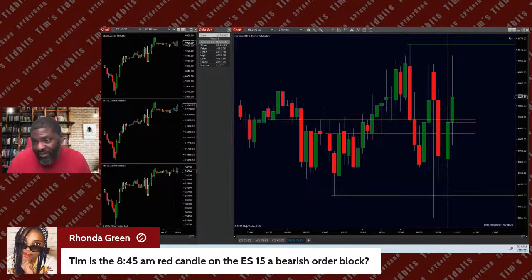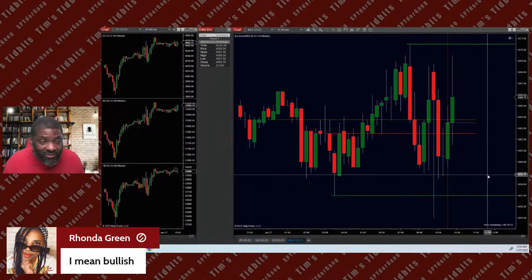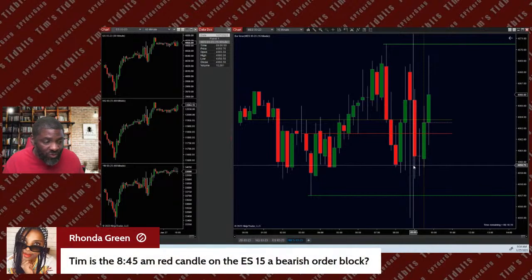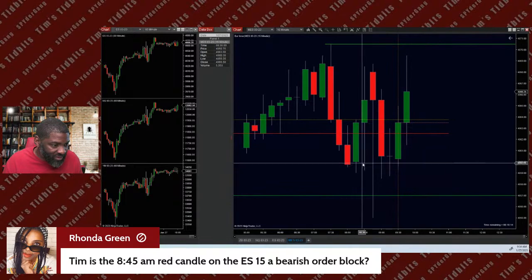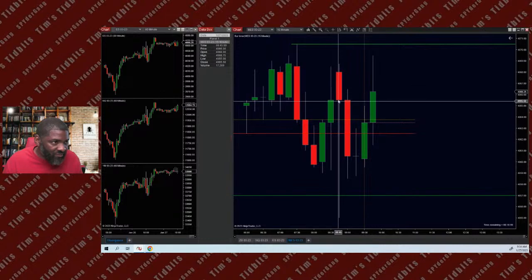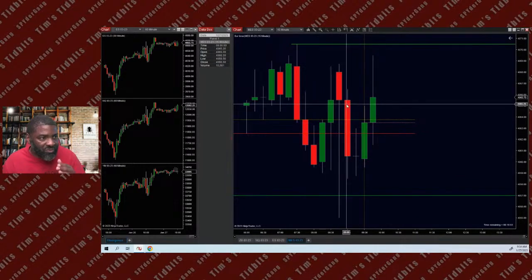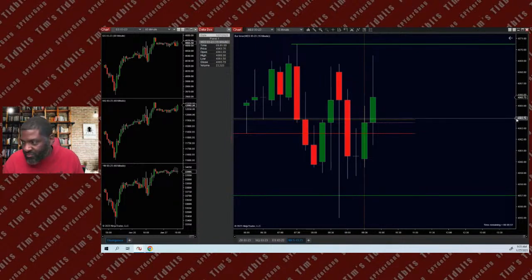Tim asks: is the 8:45 red candle on the ES a 15-minute bearish order block? It's a 15-minute bullish order block. The 8:45 candle, for TradingView or NinjaTrader, I'll just look at both of them. So 8:45 for me, this right here.